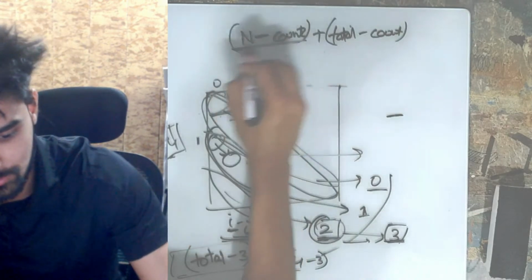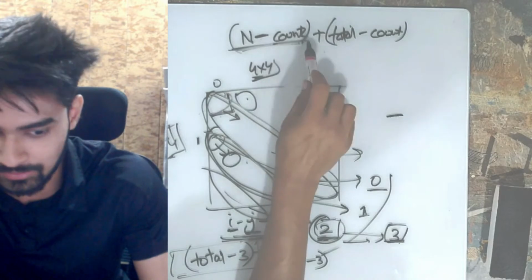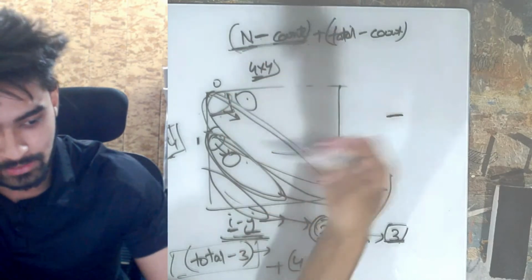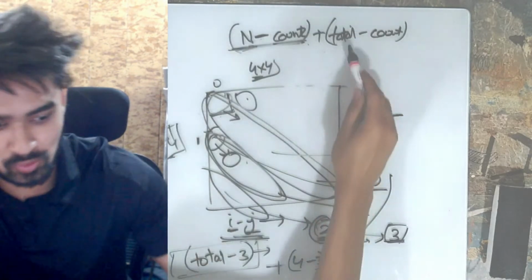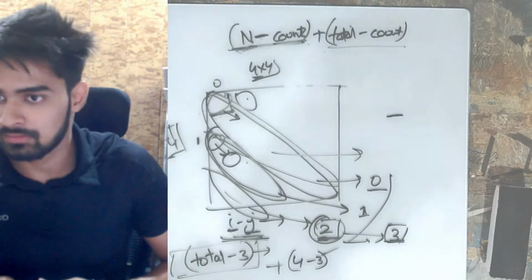This is the number of changes required for the diagonal. I had count number of ones in the diagonal, but I needed n ones in the diagonal. So n minus count, and then I need to remove all the other ones. So total minus count. Is this clear to everyone?